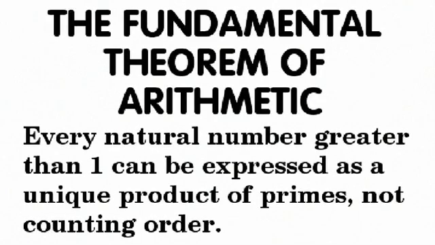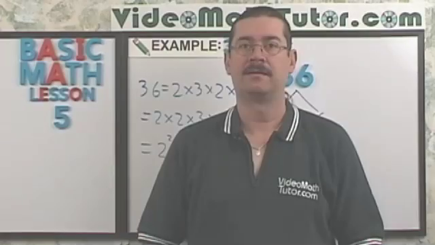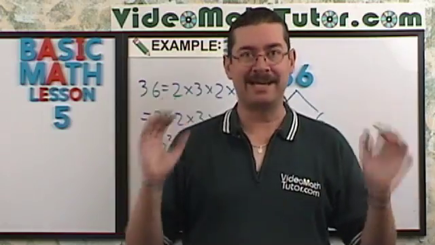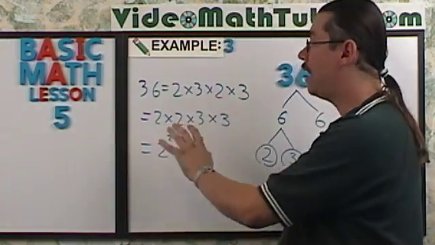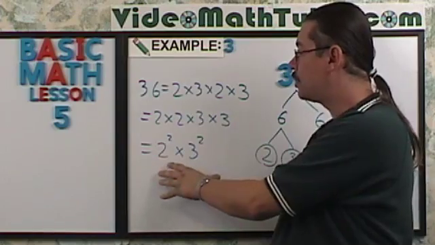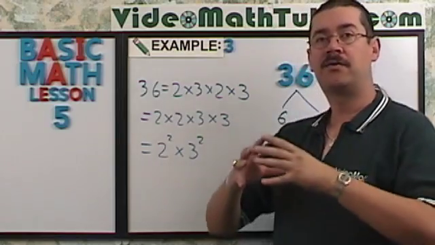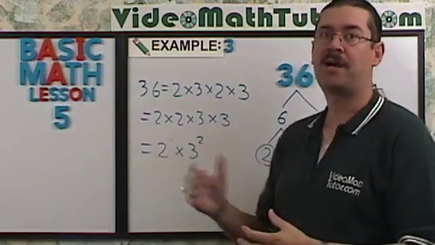Every natural number greater than 1 can be expressed as a unique product of primes, not counting order. Oh, okay, so because of this theorem, it's now official, it's guaranteed. There really is just one way, without counting the order or maybe the notation. This really is the same thing as this. So there's just one way of breaking a number up into prime factors.